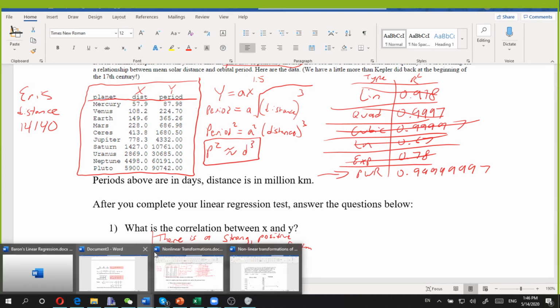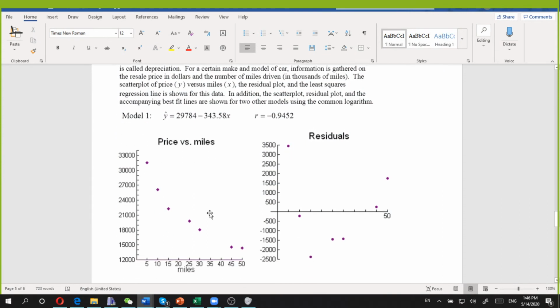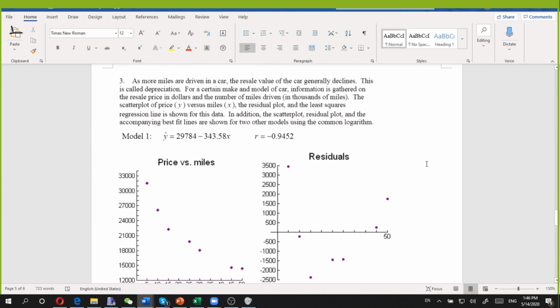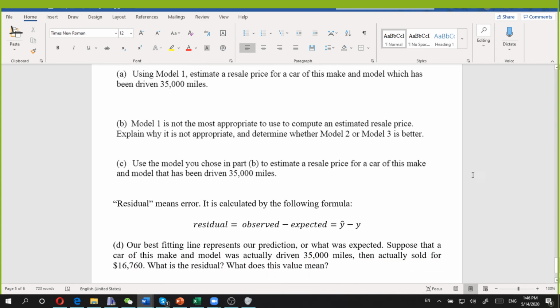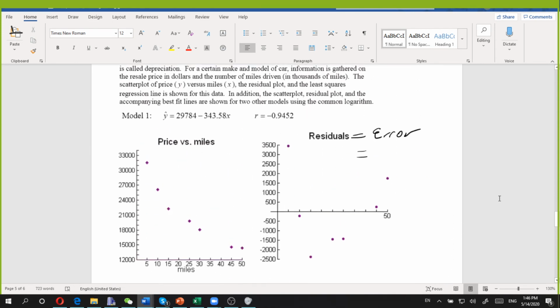Okay, the last thing I want to talk about is residuals again. So we saw this at the very beginning of quarter 3, and then I never talked about it again. But residuals means error. The residuals is the difference between the expected value and the observational value. Make sure I've got the order right. This is observed minus expected.